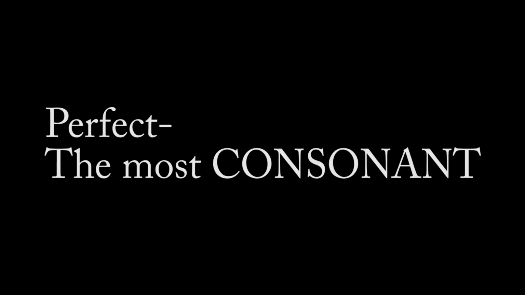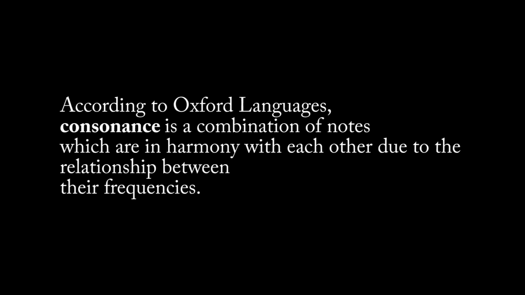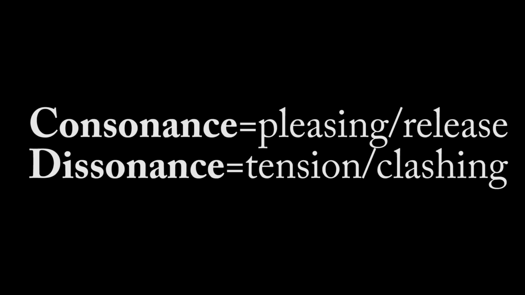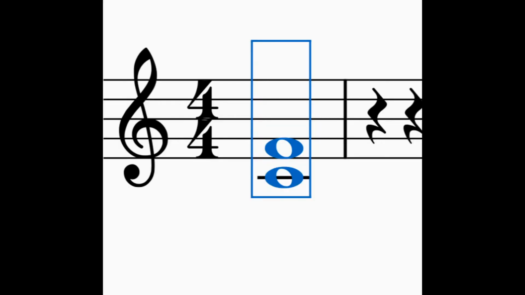Perfect intervals are called perfect because they have been historically known for sounding the most consonant. According to Oxford Languages, consonance is a combination of notes which are in harmony with each other due to the relationship between their frequencies. And dissonance is a tension or clash resulting from the combination of two disharmonious or unsuitable elements. So to put this simply, consonance sounds pleasing and like a release, and dissonance sounds like tension or clashing of notes. A perfect fourth did not sound consonant harmonically in Western classical music, however.